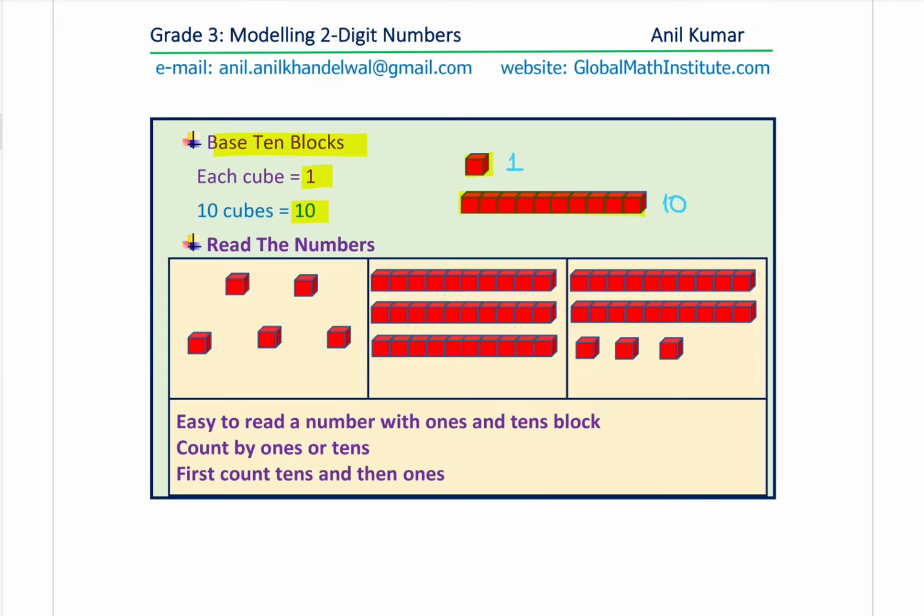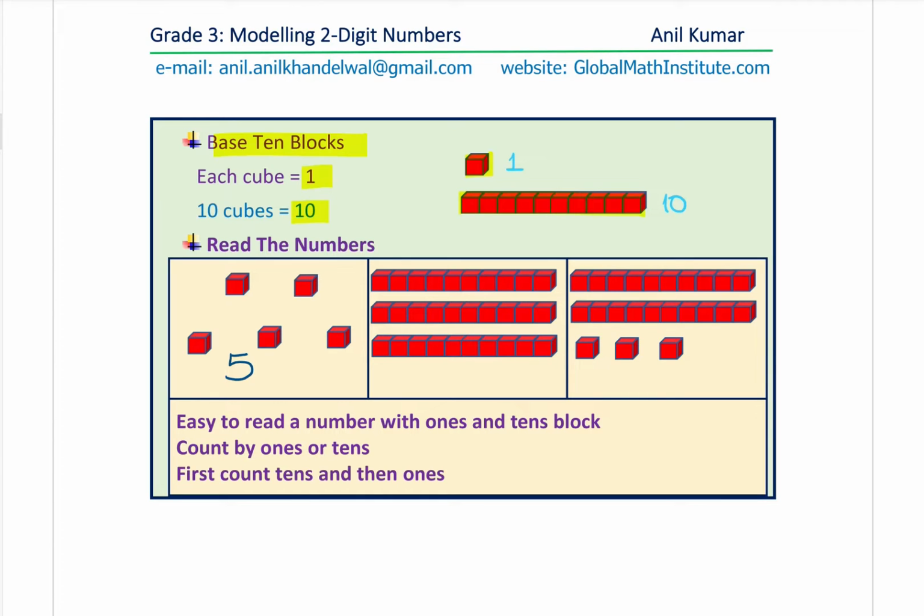So the first exercise here is to read the numbers shown with the base 10 blocks. We call them base 10 because it is all about ones and tens. Now, how do we read this? Well, how many small cubes do we have? Each cube is just number 1. So let's count. 1, 2, 3, 4, 5. So that means this is 5, right? So we have 5 here. So that becomes the number 5 for us.